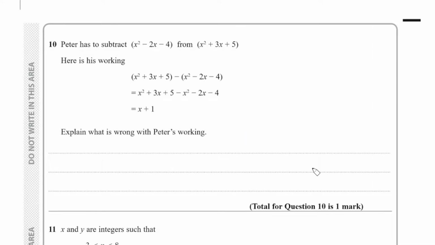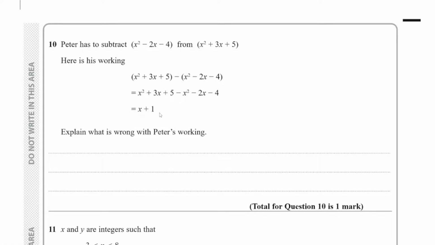Okay, question 10. Peter has to subtract x squared minus 2x minus 4 from x squared plus 3x plus 5. Okay, so it's the other way around, isn't it? This is the one that he's taking away. Here is his working, so you can see, yeah, he swapped them around. Explain what is wrong with Peter's working. It's odd that they've given us 2 of these where we've had to explain what's wrong. I feel like that's strange in one paper, but anyway.